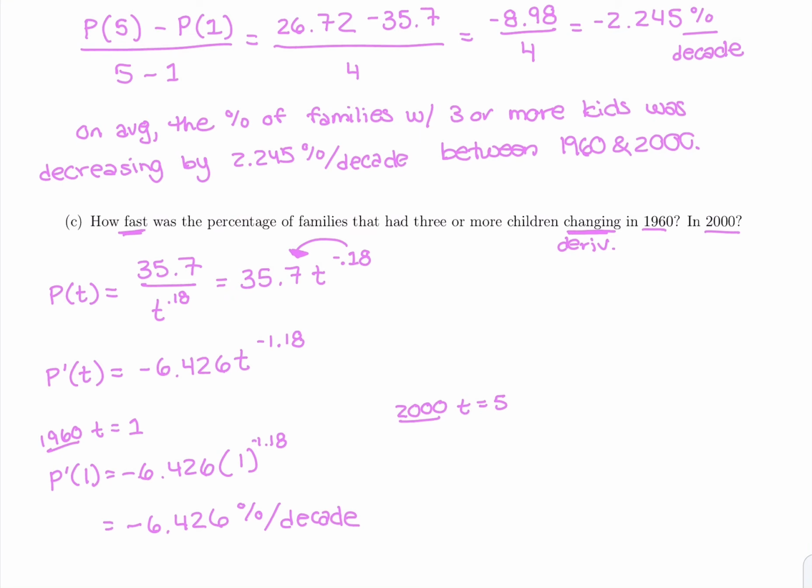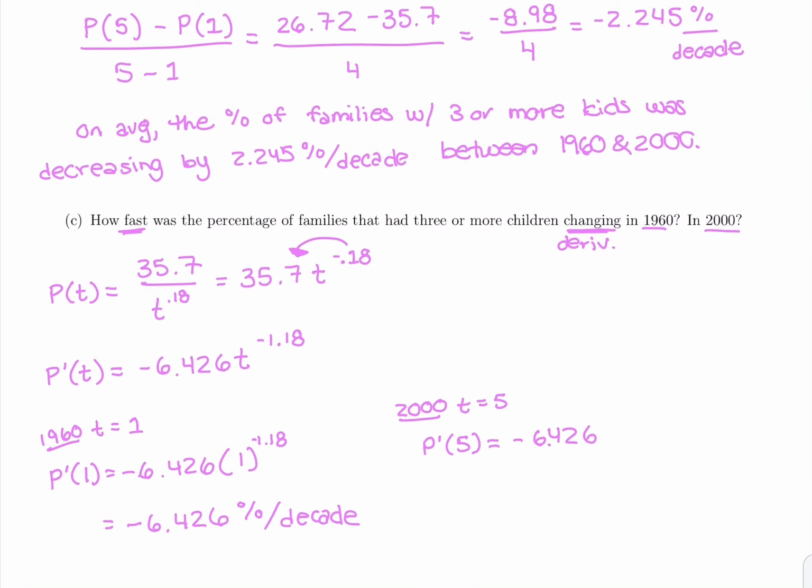Compared to 2000, I'm going to do p prime of 5 and do negative 6.426. And I'm going to replace that t with a 5 in parentheses. And we get negative 0.962. It's a rate of change. It needs both units. Percent of families with 3 or more kids per decade.